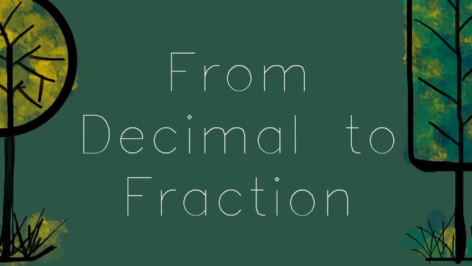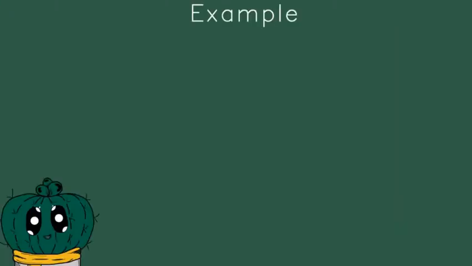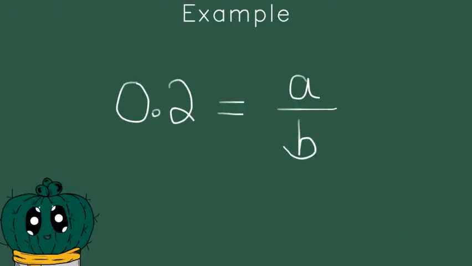Hello and welcome back. Today we are going to be discussing how to convert a decimal number into a fraction. Okay, so let's look at our first example over here, and let's say you're given the following decimal number, 0.2, and you want to convert it into a fraction.